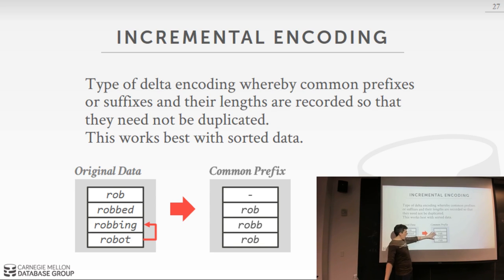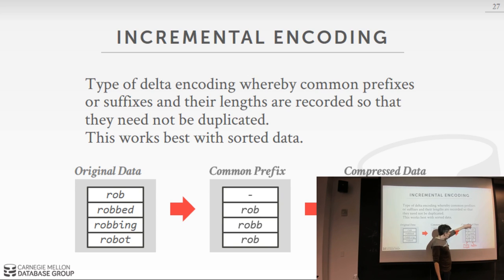Now once we compute the common prefix, our compressed data form says: here's the suffix that's unique, and here's the prefix length that this entry shares with the one that comes before it. In the case of Robbed, it shares the first three characters, ROB, with the one that came before it, and then the unique suffix is BED, and that puts me back into the original form. In order to compute exactly what the value is for the last one, you have to apply the changes all the way down. Typically you break these up into blocks, so that you're not trying to uncompress a billion tuples. It's some smaller amount.